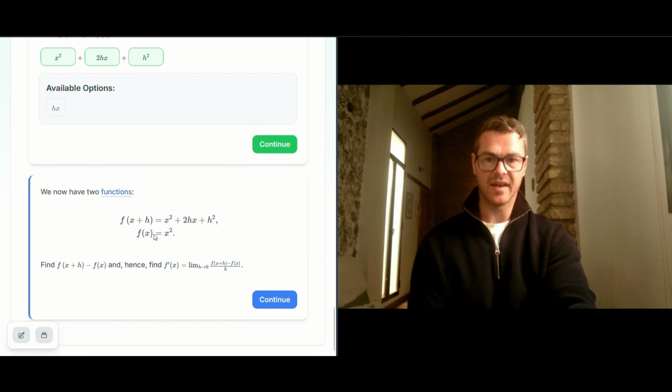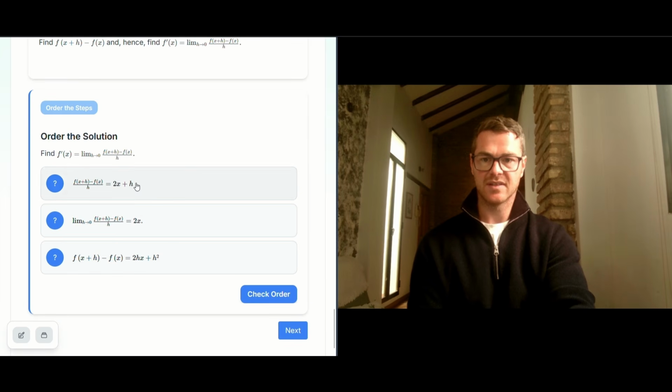Now I'm going to go to my second step. So I'm going to take away f of x. And again, you're just basically getting rid of anything that doesn't have an h in it. So I have 2hx plus h squared when I do that. So I have those two take away each other. Then I'm going to divide by h. So 2hx divided by h is just 2x, and h squared divided by h is h. And then anything that has an h left over is going to 0. So I'm just going to have 2x left over.